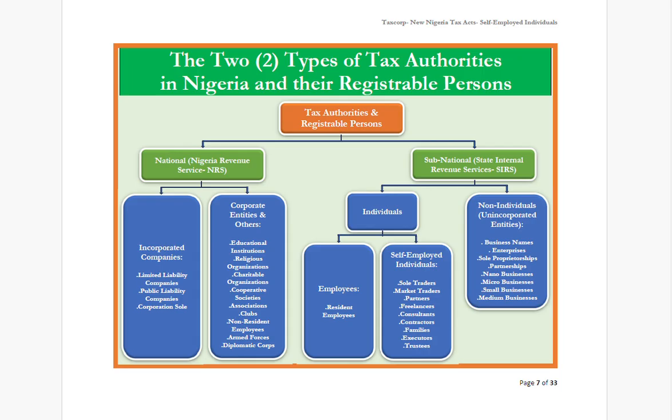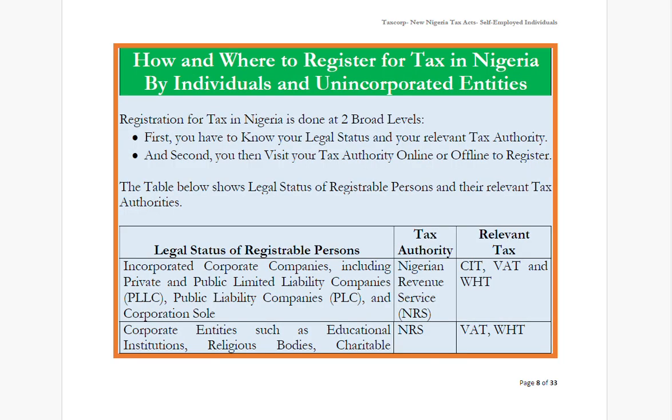Then for non-individuals, which you also call unincorporated entities, they include business names, enterprises, sole proprietorships, partnerships, nano businesses, micro businesses, small businesses, and medium scale businesses.